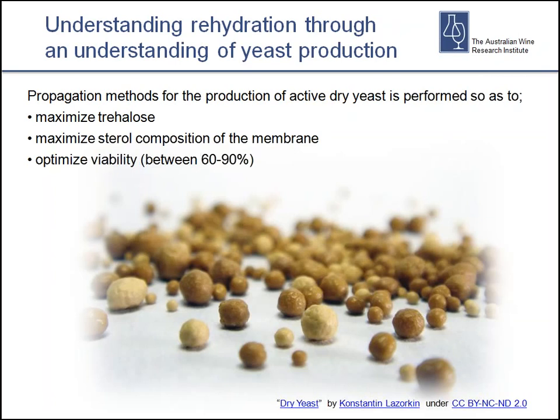Aerobic propagation also maximizes accumulation of unsaturated lipids, such as sterols and unsaturated fatty acids, which enhance yeast tolerance to stress during subsequent fermentation. Dried yeast, such as those pictured, are produced in a fluidized bed dryer that can reduce the moisture content to below 8%, and that becomes important in a minute as well. The aim of this whole process is to optimize viability following rehydration. This is commonly upwards of 90%, but can be anywhere from 60 to 90%.